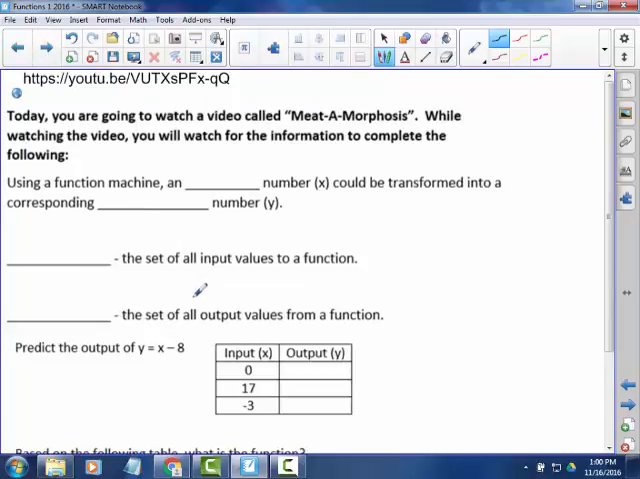All right, so for this next little bit, we're going to watch a video that somebody else made, and you're going to fill in the blanks on your sheet.